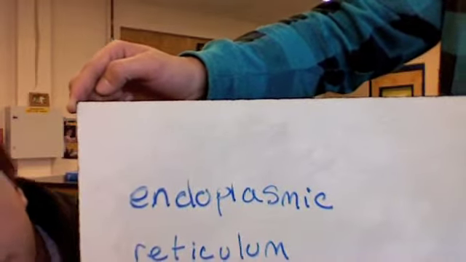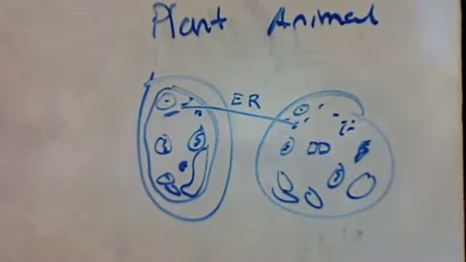Endoplasmic reticulum, also known as ER. Here's the example. The ER is basically the maze inside a cell. Ribosomes move around it, and it moves substances through the cell. It's like the highway of the cell. It's made of channels and tubes, and it belongs to both.